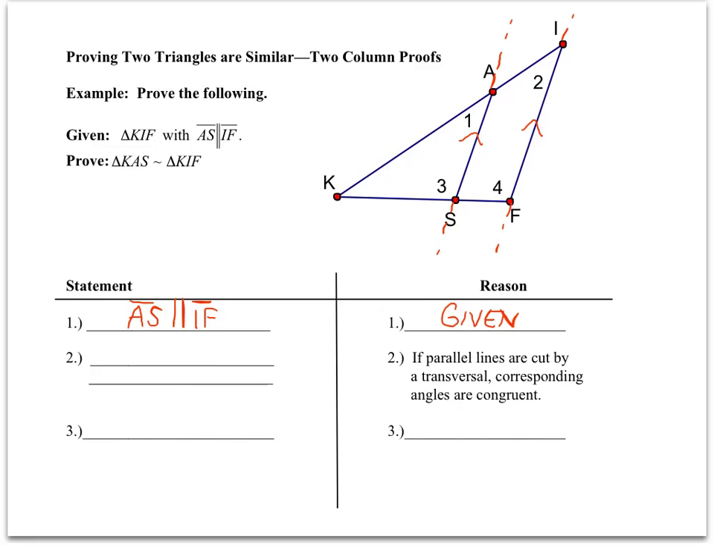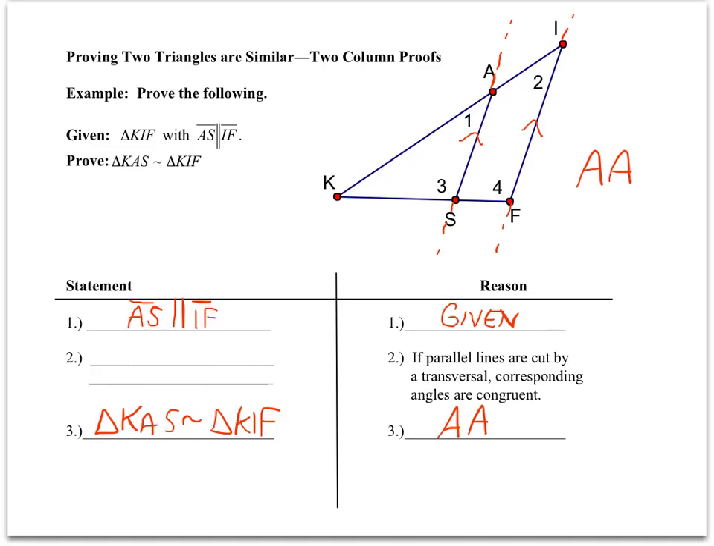So what we've got so far is probably somehow we're going to have to find two angles in each triangle that we could say are congruent. And those are labeled, but we have to explain how those are congruent. So our end game here is to show that triangle KAS is indeed similar to triangle KIF by showing some congruent angles. And we know we want to show that by angle, angle.